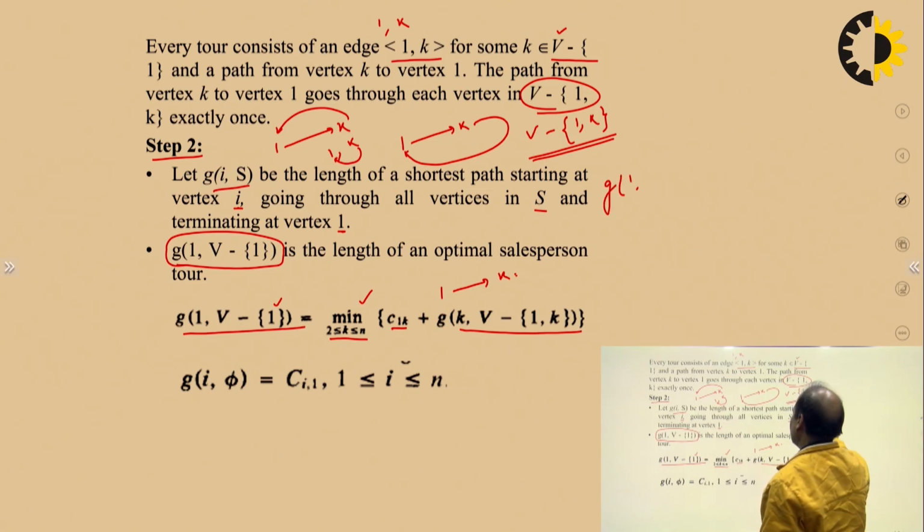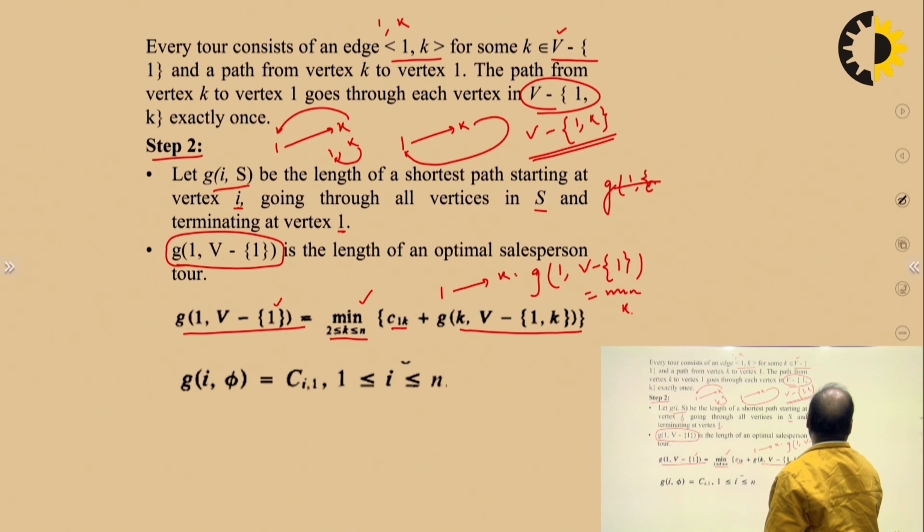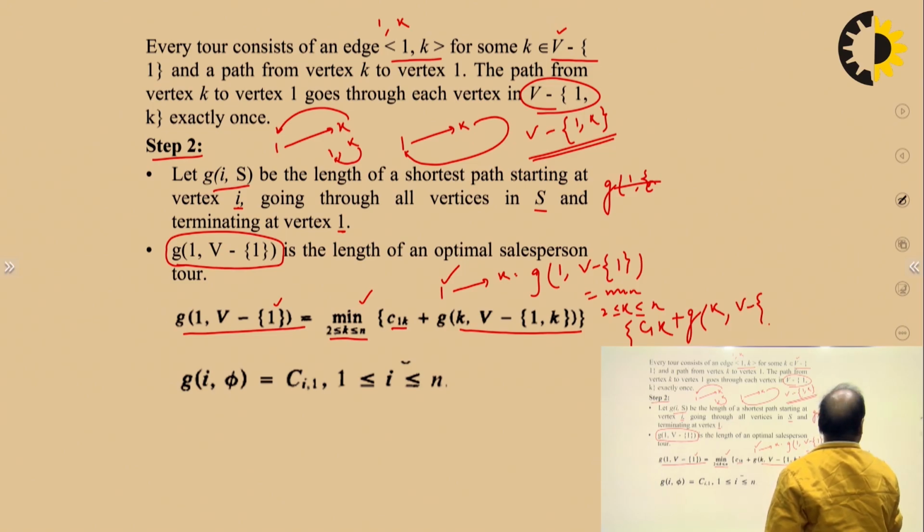Like if you see here, G starts from 1 going through all vertices other than 1, right? So definitely this is nothing but the minimum over k, and k cannot be 1. So this is the minimum of C1k, start from 1, go to k, plus G of k, after going from 1 to k, you have to start from k and go through all the vertices other than 1 and k. Whichever is coming minimum, that is going to be the path, right?